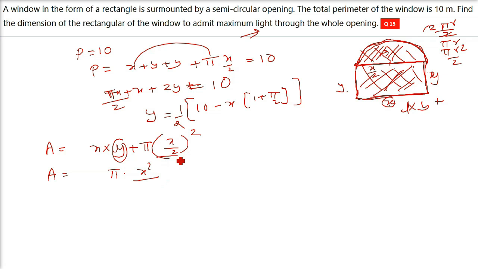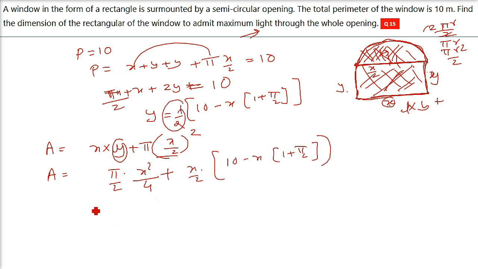This is pi into x square, x by 2 whole square, that I am writing first. And the first term, x into y, I am writing later. Pi x square by 2 into 4. So this expression is coming from the total area. Just replace this pi by 2. It was pi by 2 actually, pi by 2 into r square. So you get this expression now. Next, A equals this expression. And I'm just writing it as pi x square by 8 plus x by 2. This is the whole expression which needs to be differentiated.